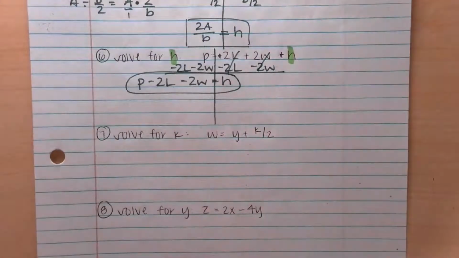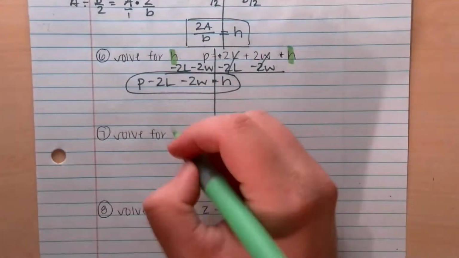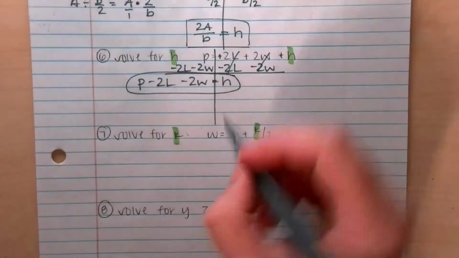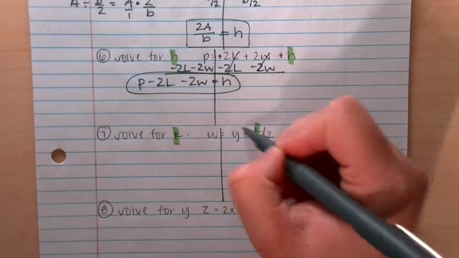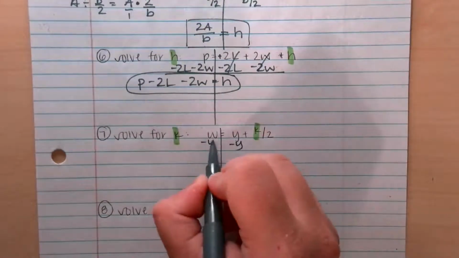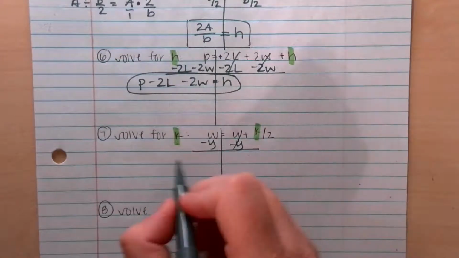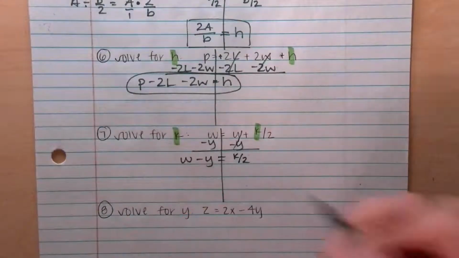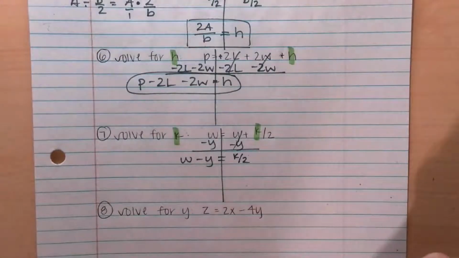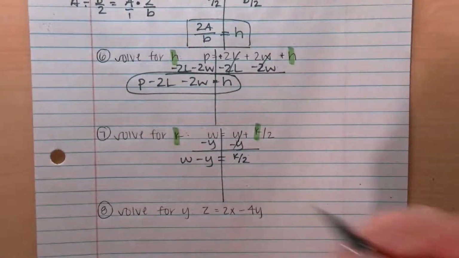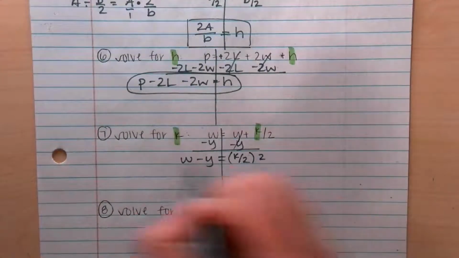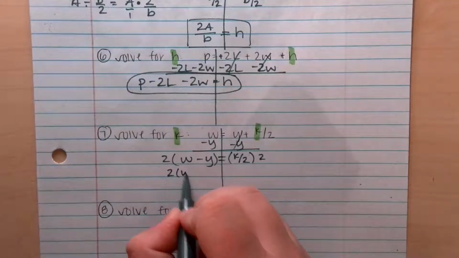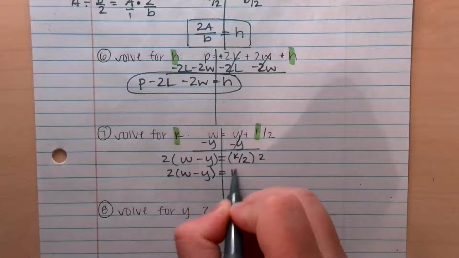Okay. So, number 7, we are solving for k. So our first step, we need to get rid of this positive y. So we're going to subtract y from both sides. That goes away. We get w minus y equals k over 2. And the way we get rid of division, the opposite of division is multiplication. So we multiply both sides by 2. So we get 2 times w minus y equals k.